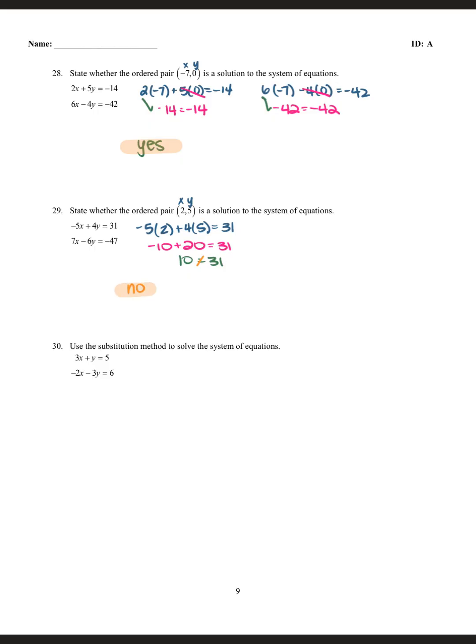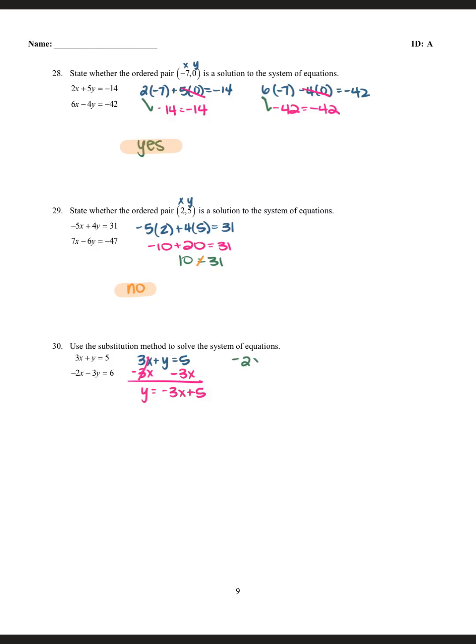For 30, you're using the substitution method to solve. You're given the system 3x plus y is equal to 5 and negative 2x minus 3y is equal to 6. We're going to take the top equation, solve it for y. So we're going to move that 3x over, subtracting it from both sides. That gives us y is equal to negative 3x plus 5. Because we're using the substitution method, we're going to take that negative 3x plus 5, plug it in for y in that second equation, and solve for x.